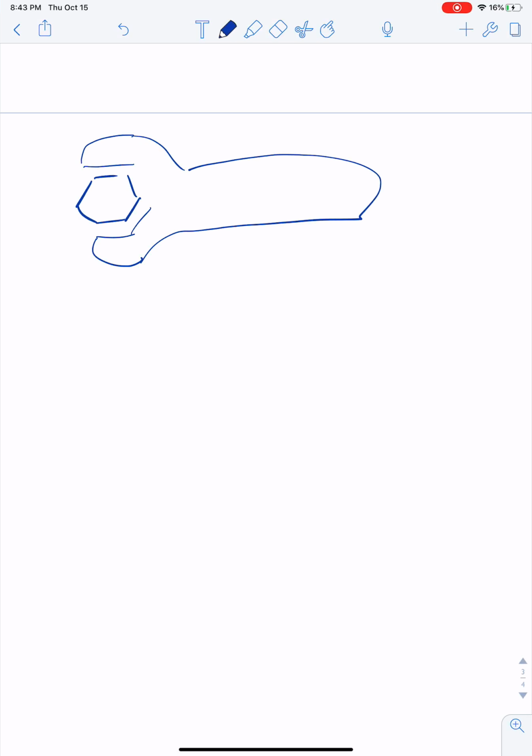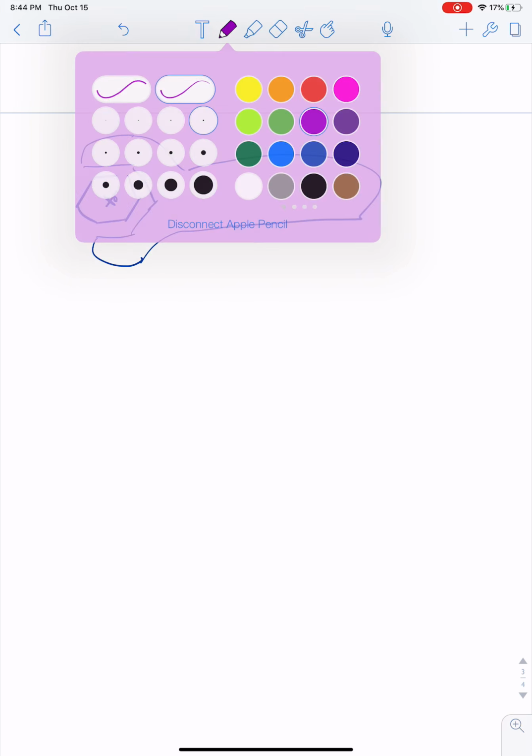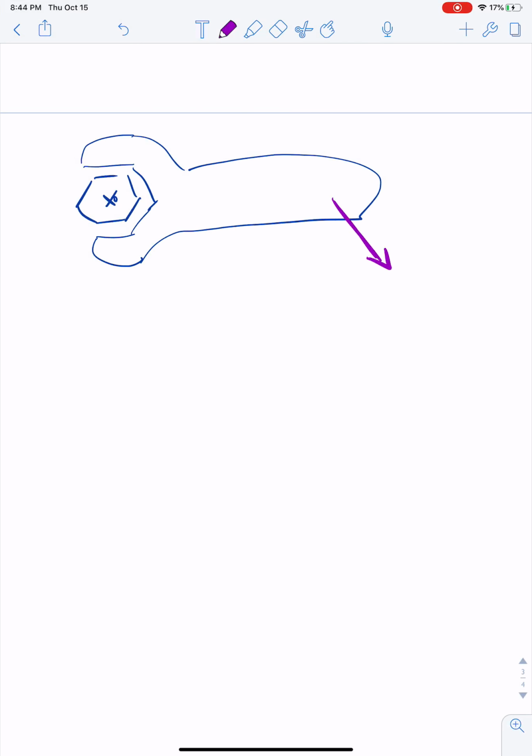So if I imagine a bolt and a wrench, and I want to know the torque on the bolt from this wrench. So imagine that I apply a force like this. So remember our torque formula, we have 3 different ways of calculating it.